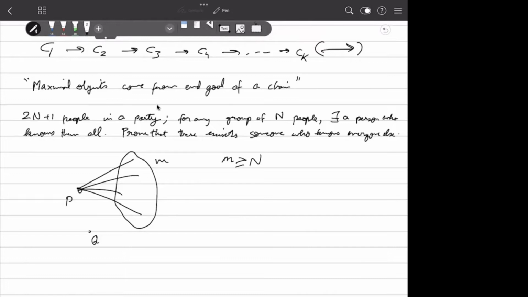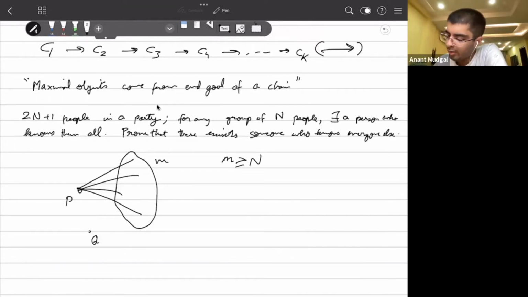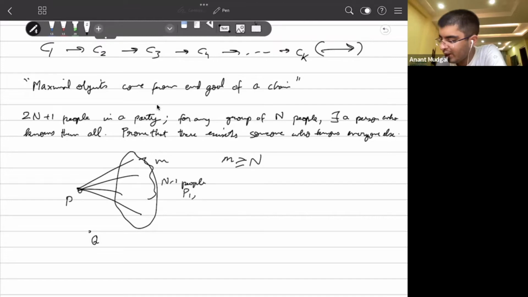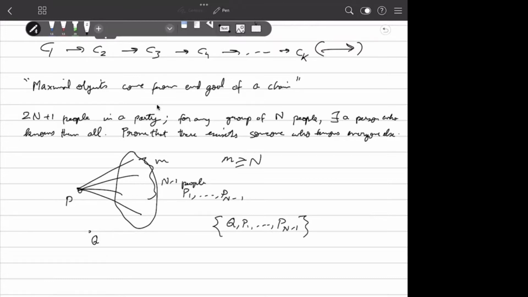I guess take n-1 people from M and Q. You take n-1 people from these M people, call them P1 to Pn-1. So it seems very discriminatory to call them by numbers, but okay. So you have Q, P1, to Pn-1, and there exists someone who knows all of them. Then that could be Pn or someone. It doesn't have to still be P.